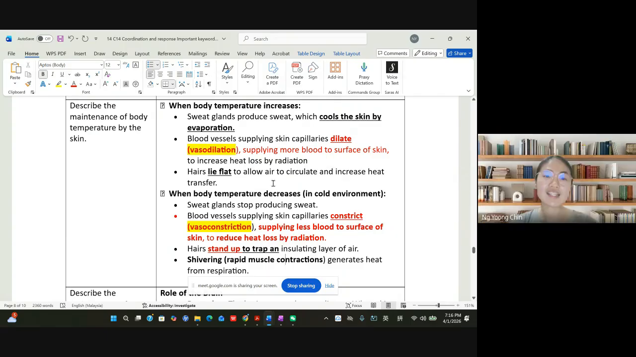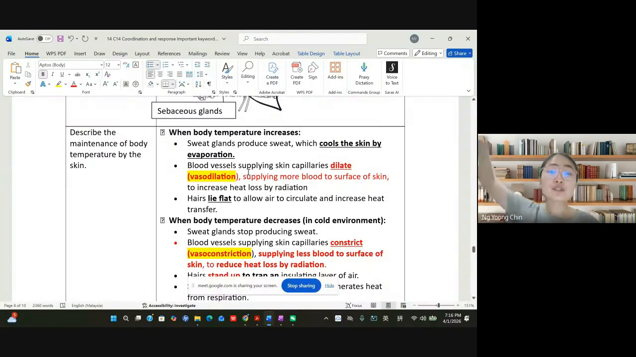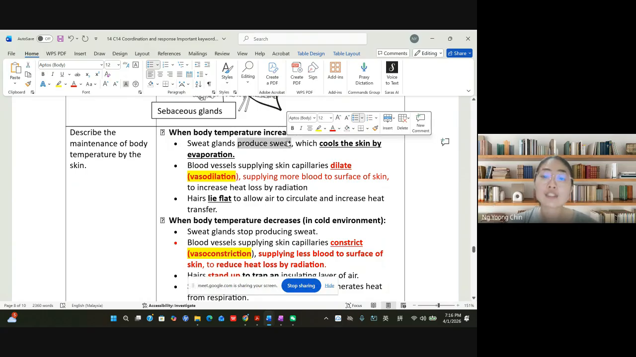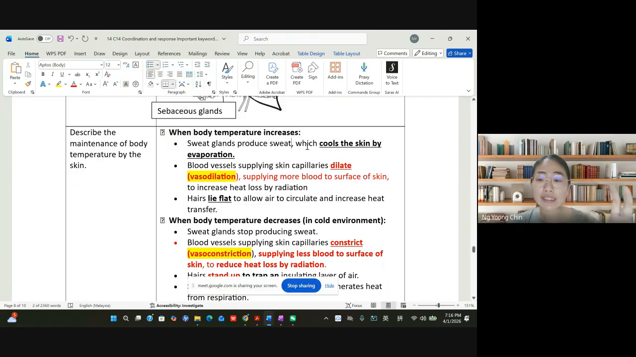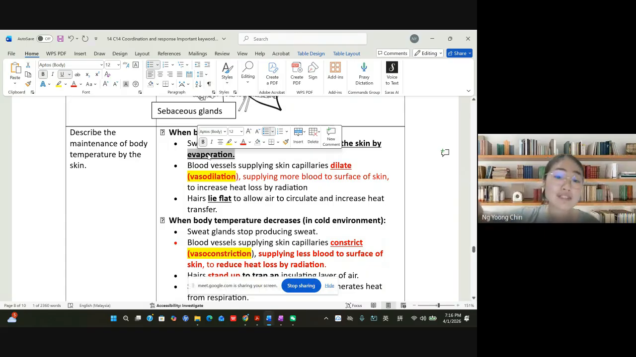Now, what happens if your body temperature increases? Your sweat gland will produce sweat. So sweating will provide a cooling effect to your body, because the sweat glands can cool down the skin by evaporation. When they are doing the evaporation, they will absorb some of the heat away, and then they release it out.